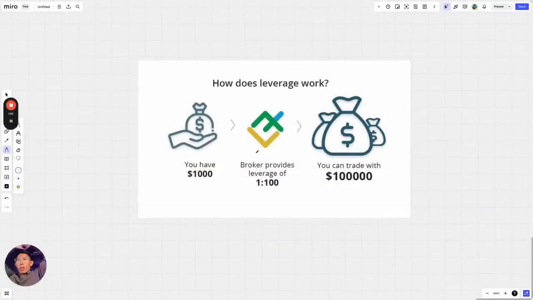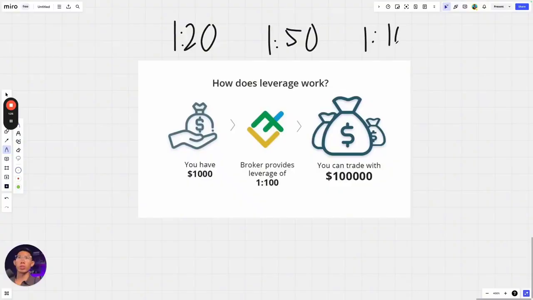Now let's talk about how leverage works next. So firstly, what is leverage? Basically, let's say you have $1,000 in your account, and when you sign up for a live account or even a demo account, the broker will allow you to choose your preferred leverage. There are usually options ranging from 1:20, 1:50, and even 1:100. Basically, the broker will allow you to choose which leverage you want.